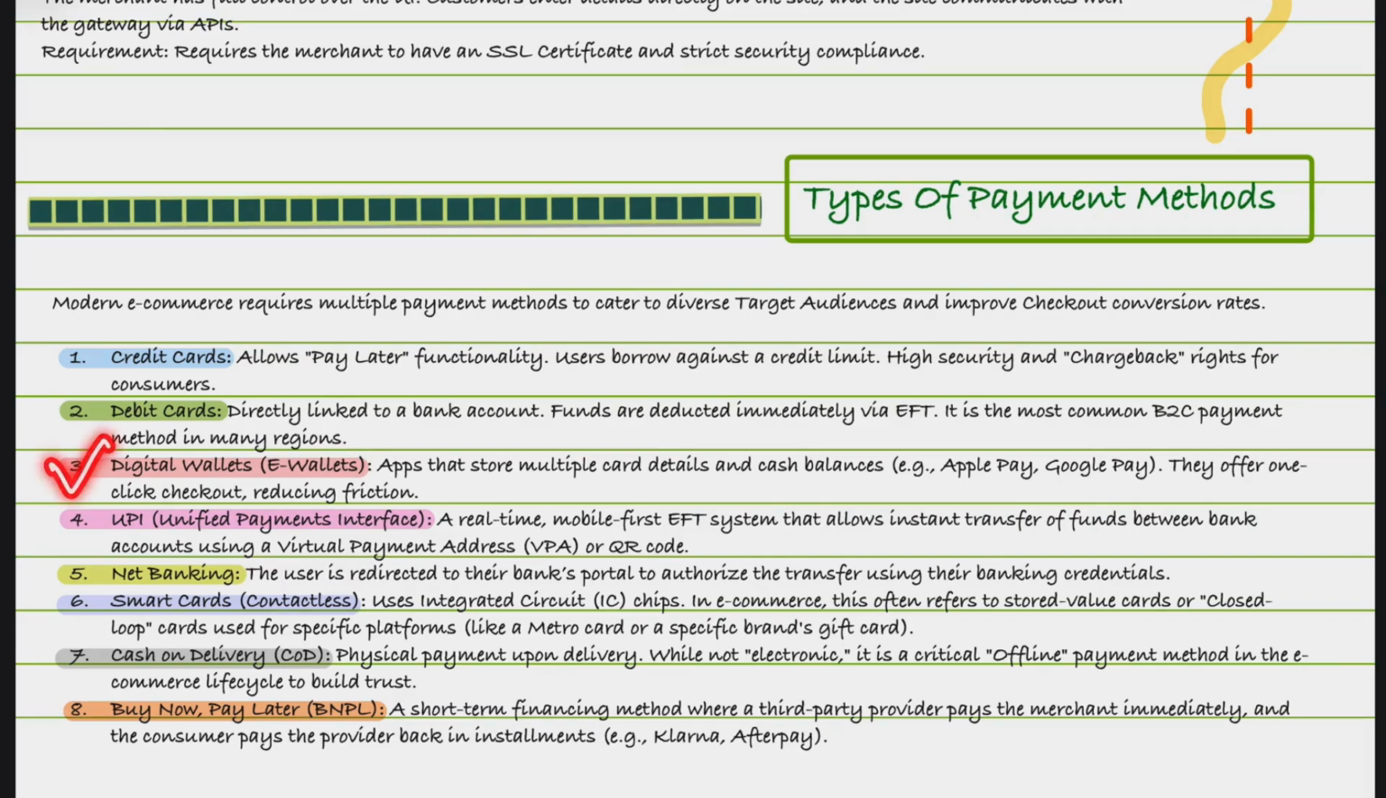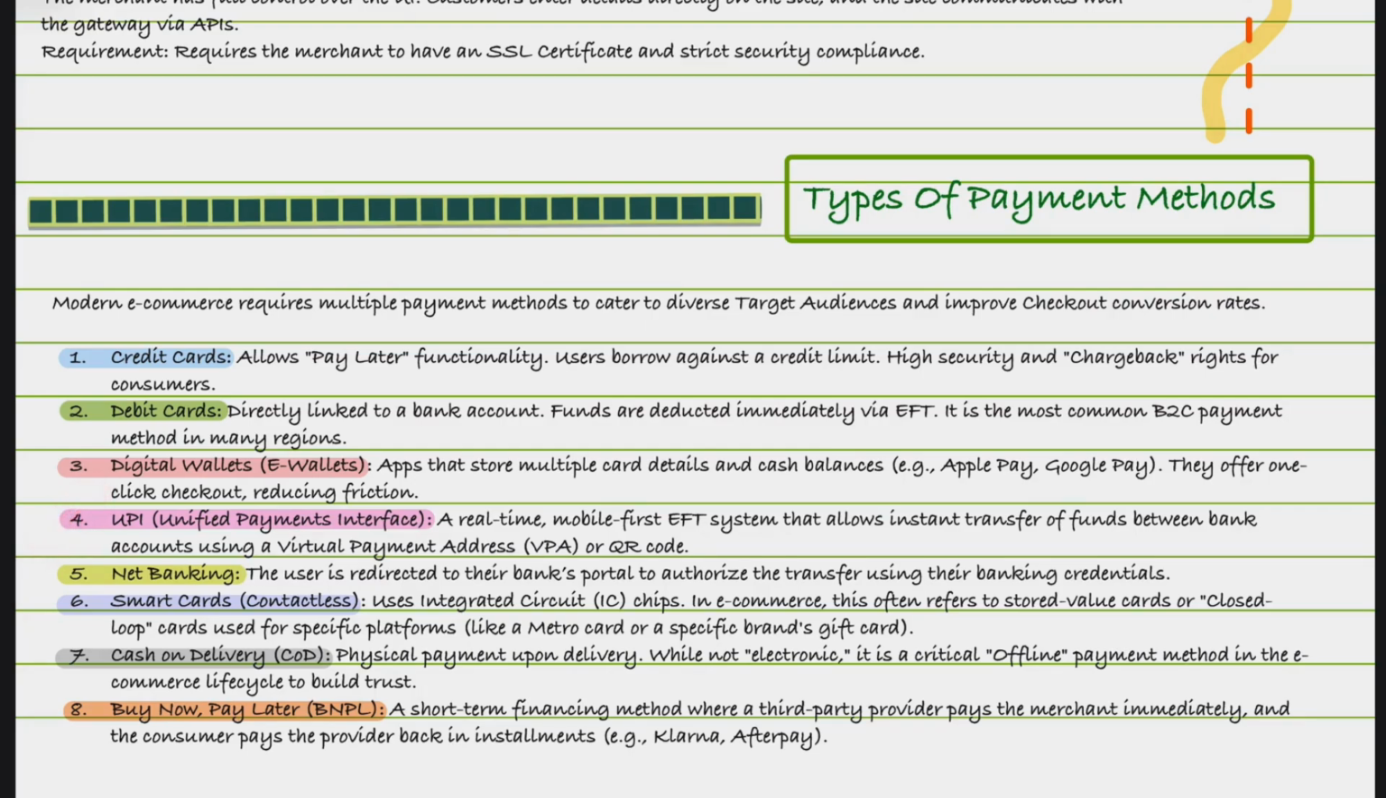We also have the digital wallet, known as an e-wallet as well. These are specialized applications like Apple Pay and Google Pay that securely store multiple tokenized card profiles. It enables one-click checkout, allowing us to pay anywhere, and it reduces friction. You're simply paying from your mobile phone and it takes just a few seconds.